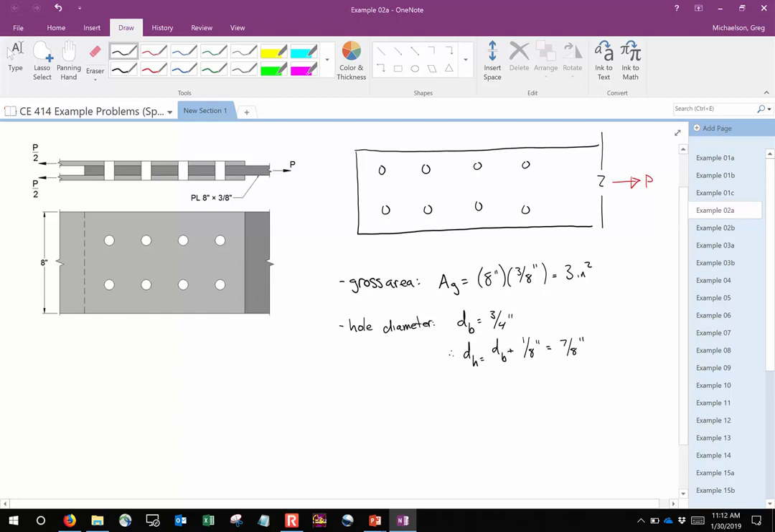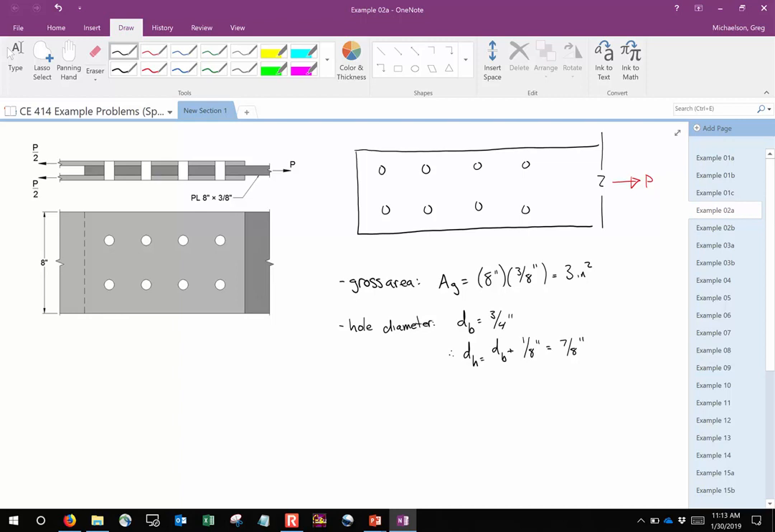Now right off the bat, let me ask you this. Ultimately, we're going to take the gross area and subtract the area lost due to bolt holes. So let's think about this in terms of the number of bolt holes. How many bolt holes do you think we should subtract from this section? What's that? You saying 8? You saying 16? Any other guesses? I'll give you a hint.